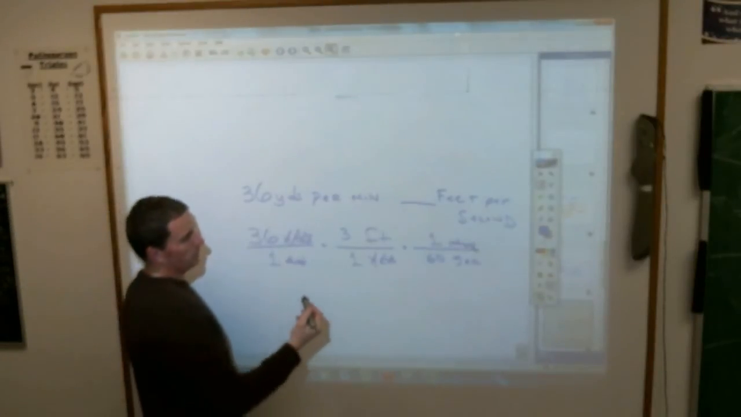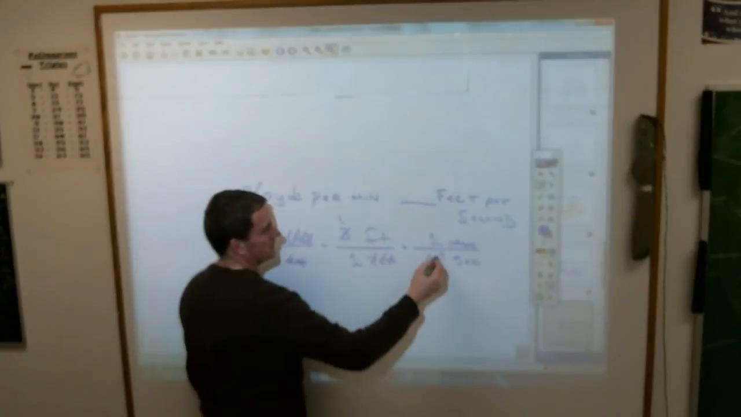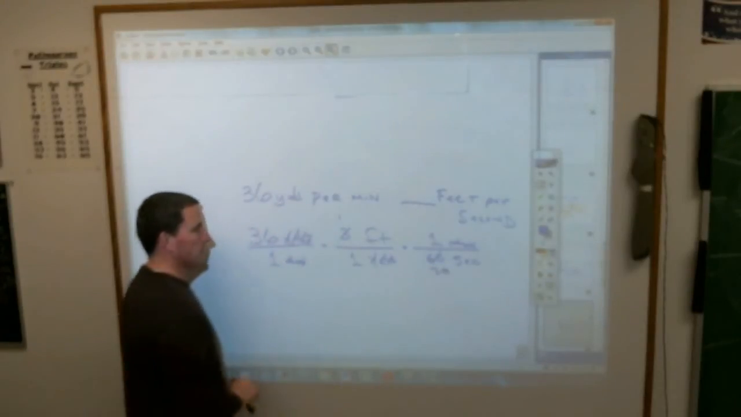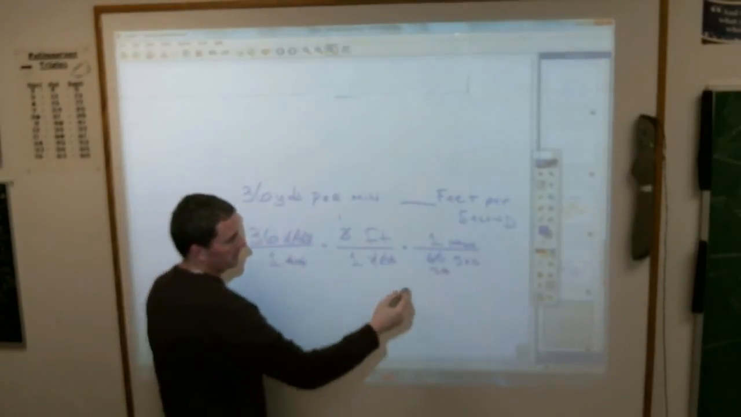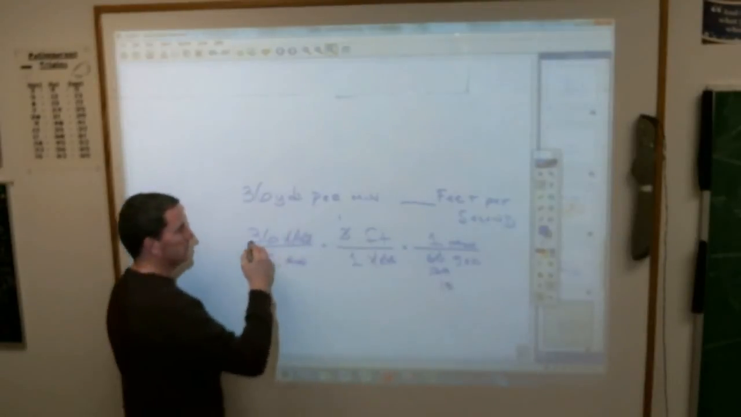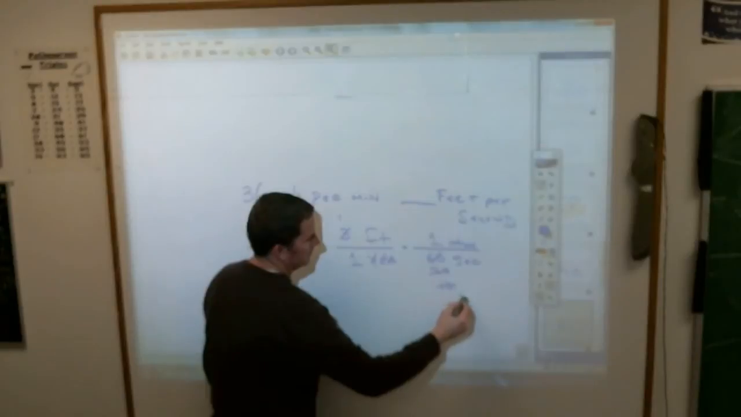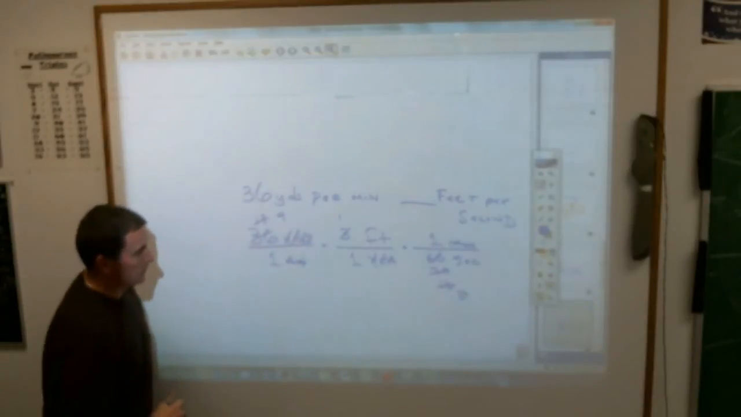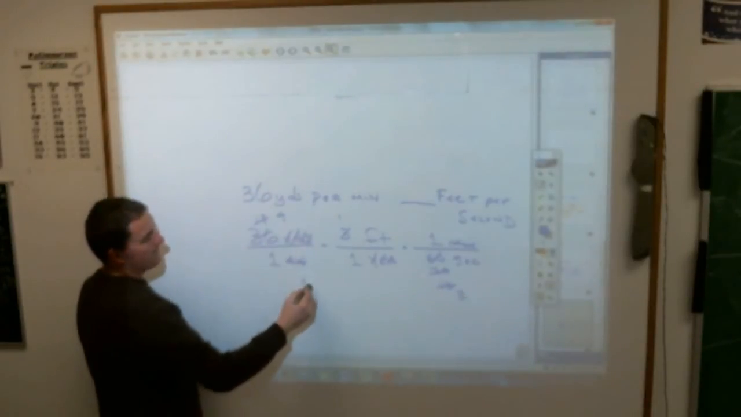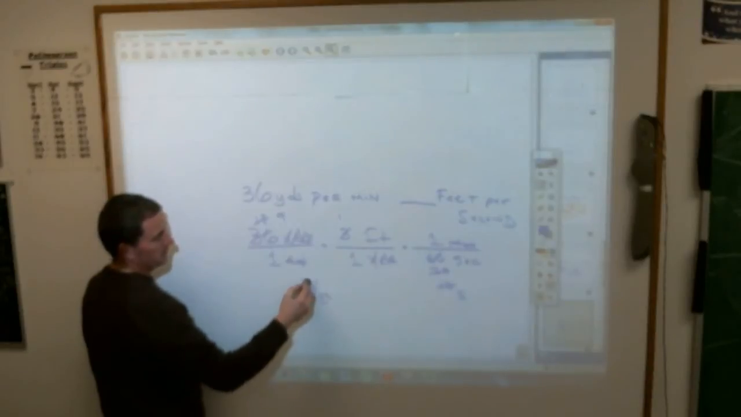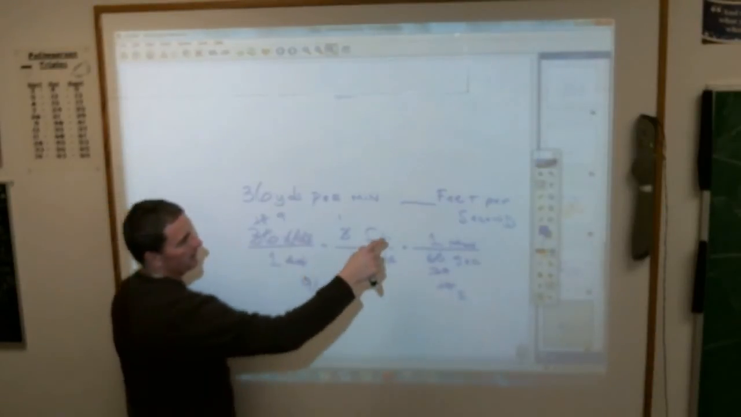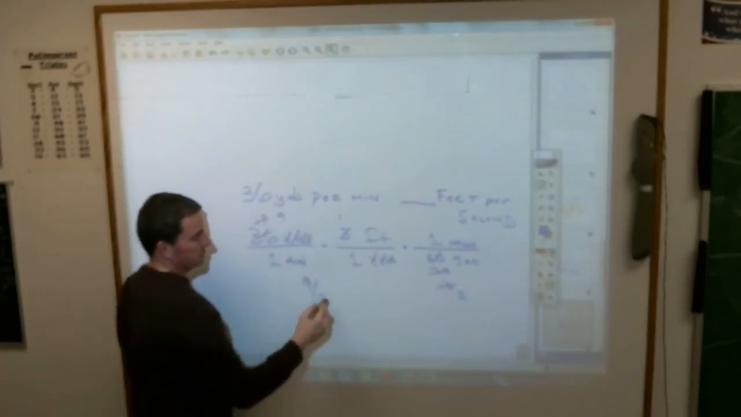You can cross cancel if you like. 3 goes into 3 once, into 60 20 times. 36 and 20. Probably should have thought this out a little. Cut them in half again. It's 9 over 5. So your real answer is 9/5. That's really your fraction of a foot per second.